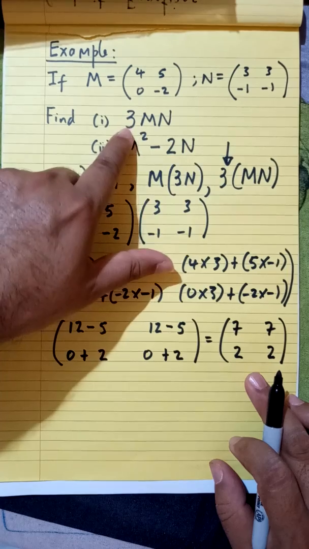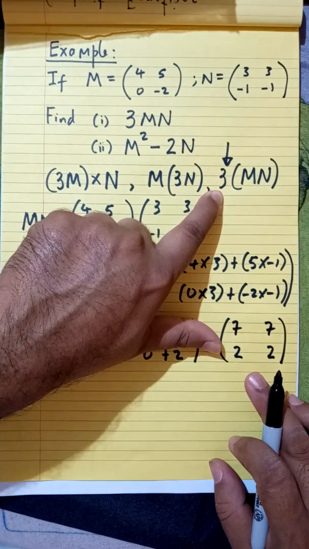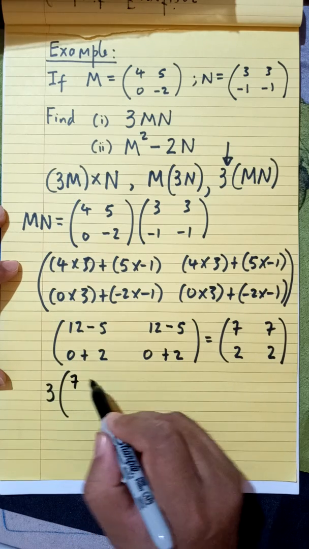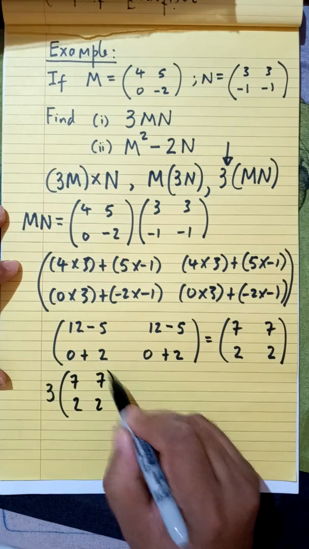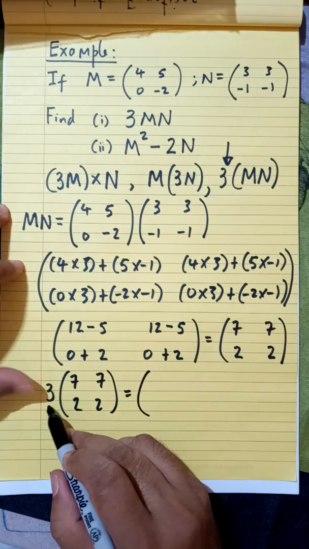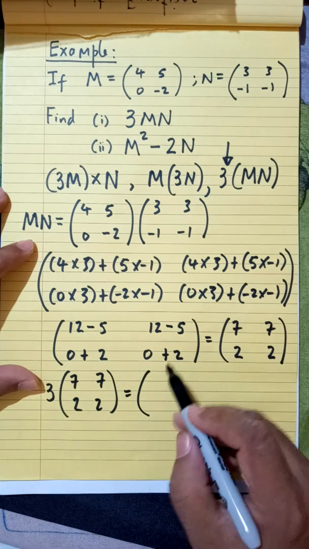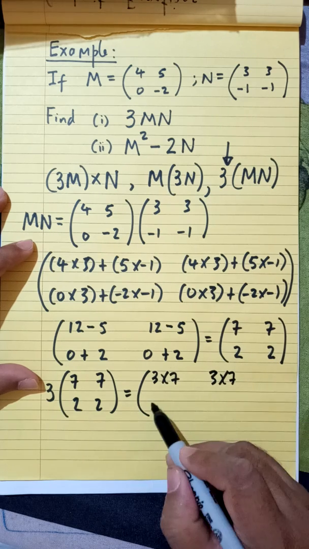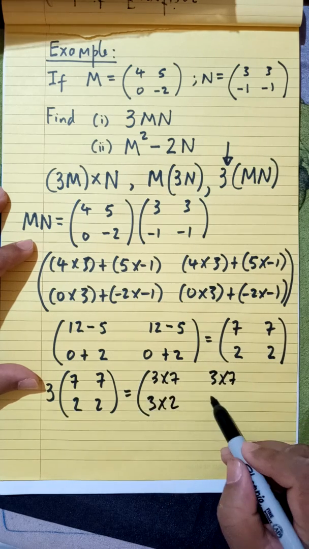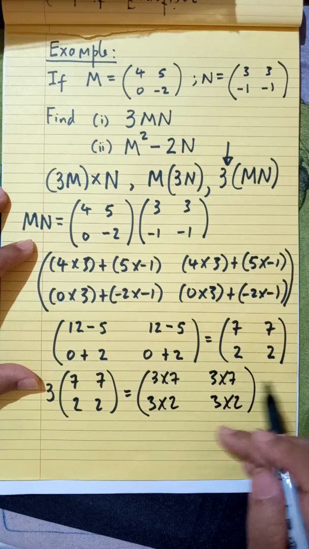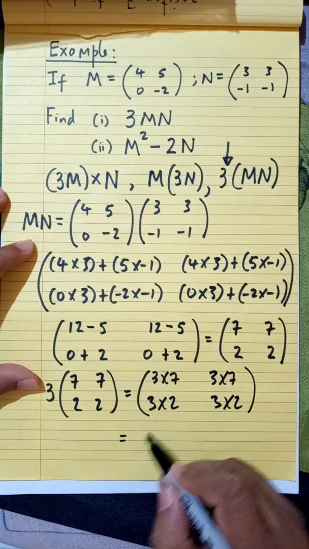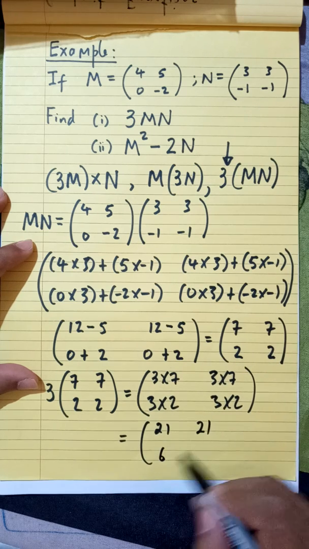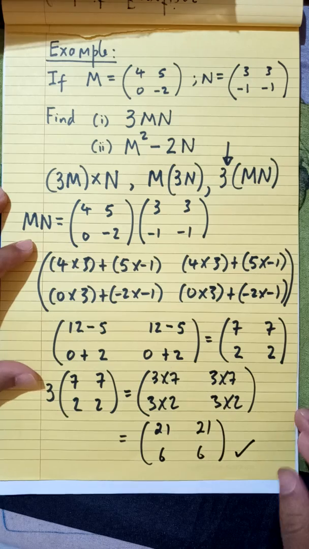And then to get 3mn now, I'm going to multiply everything by 3. So I'll put the 3 there. This is scalar multiplication here. So 3 times 7. You don't really have to put the 3 there, you could just do it mentally. So that's 21, 21, 6, 6. And that's your answer.